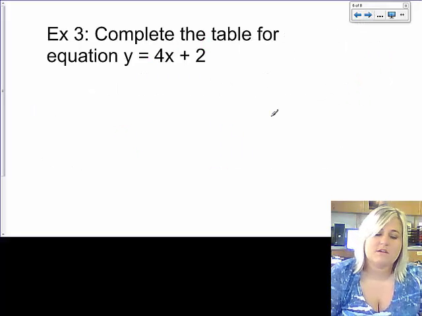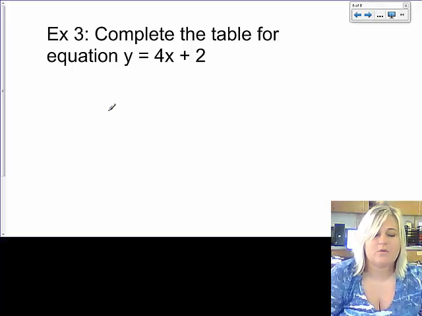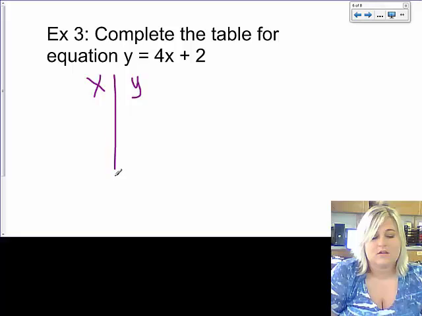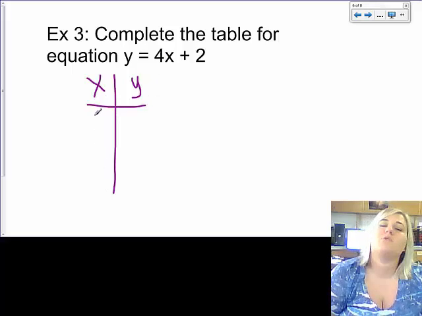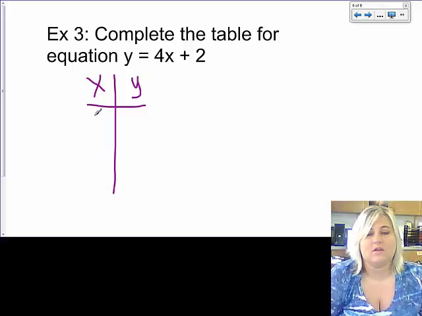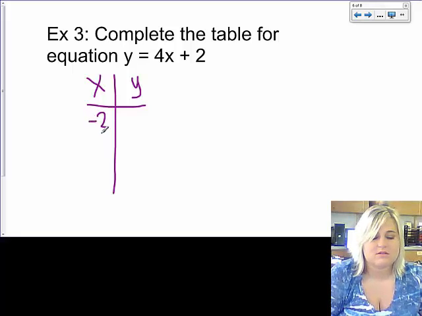So it says to complete the table for this equation. What you're going to do is create a t-chart here. A t-chart always has x and y. Our x is always on the left-hand side of a t-chart because that's our input. We're going to choose numbers for this and plug them in here. Whenever I choose numbers, I always like to choose a negative, 0, and a positive so I can see what happens with negative and positive numbers. So we're going to choose -2, 0, and 2.